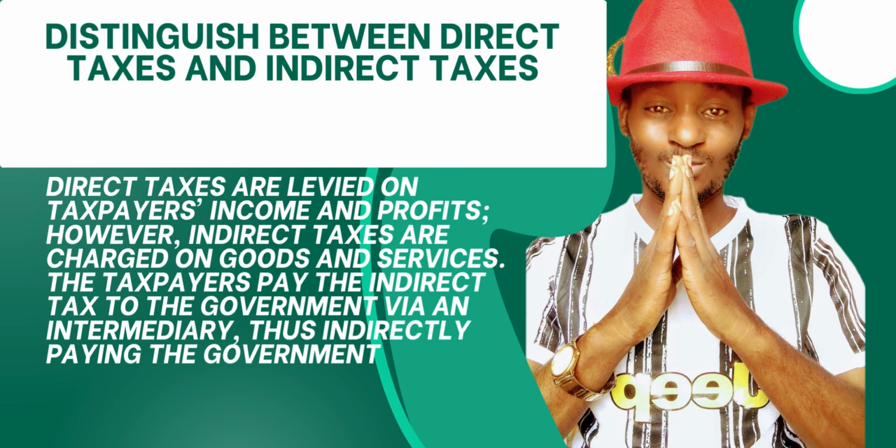Distinguish between direct taxes and indirect taxes, 6 marks. Direct taxes are levied on taxpayers' income and profits. However, indirect taxes are charged on goods and services. The taxpayers pay the indirect tax to the government via an intermediary, thus indirectly paying the government.